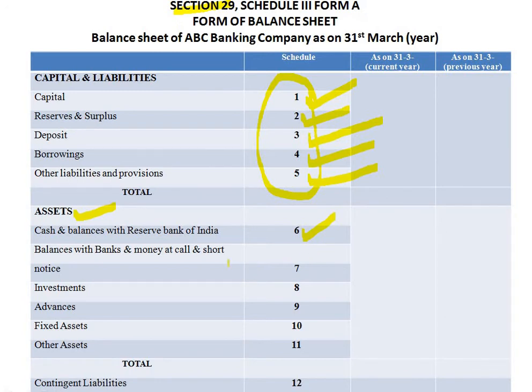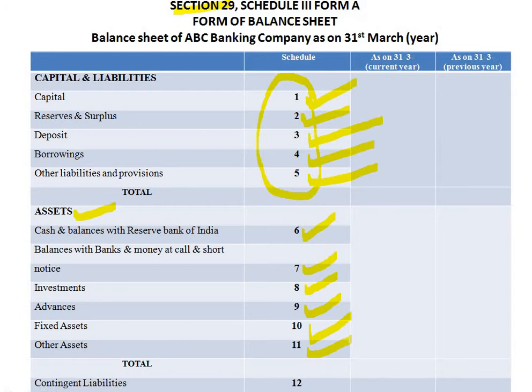Balances with banks and money at call and short notice forms Schedule 7. Investment is considered under the head Schedule 8. Advances are taken as Schedule 9. Fixed assets forms Schedule 10. Other assets are considered as Schedule 11.